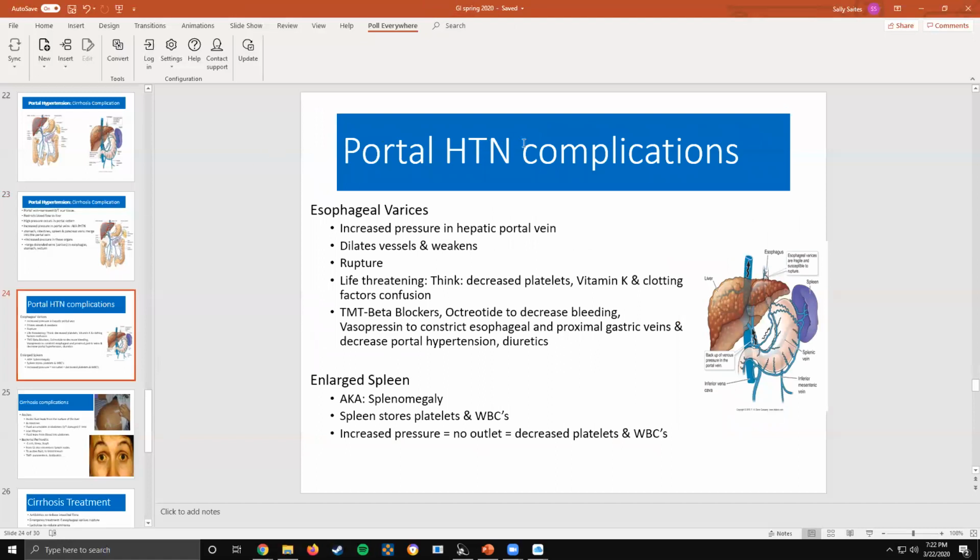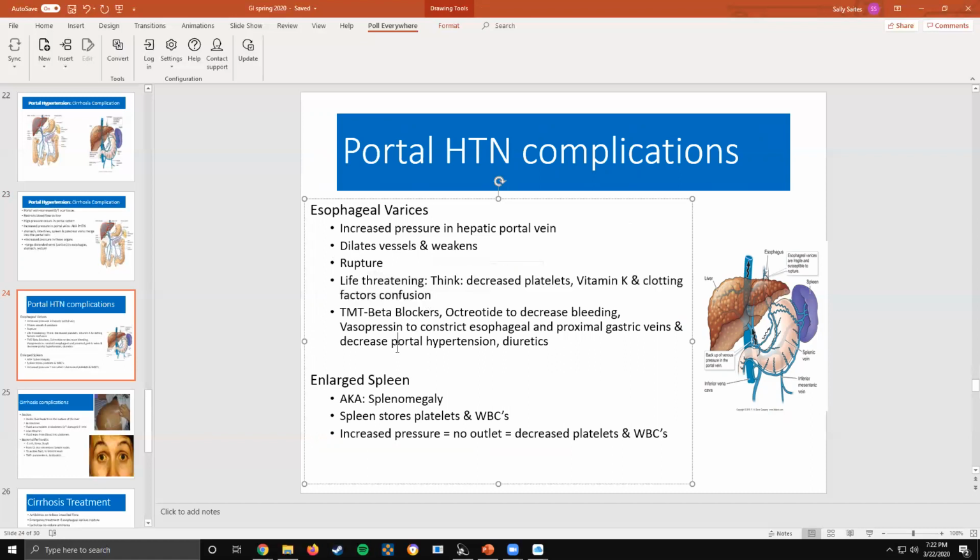So with portal hypertension, like I said before, one of the complications of portal hypertension, which is a complication of cirrhosis, is esophageal varices. So here is the esophagus right here. And those varices are very susceptible to rupture. The veins are very dilated and bloated, and so they're very, very weak and easy to rupture. We just spoke about this.